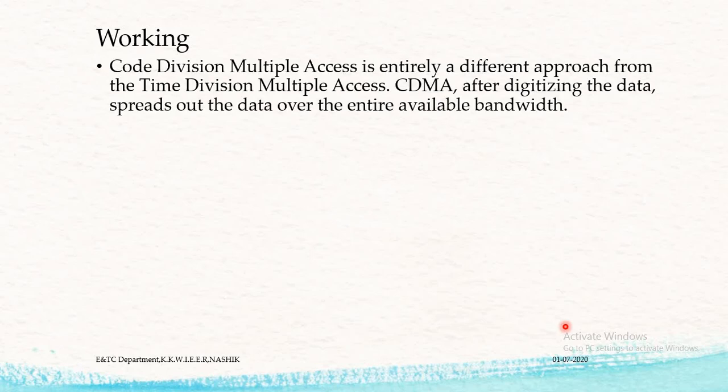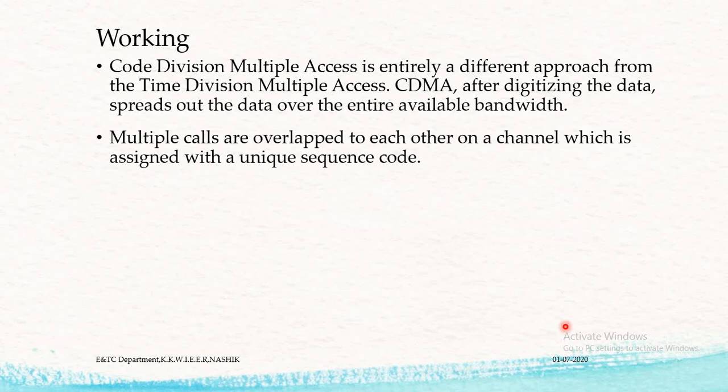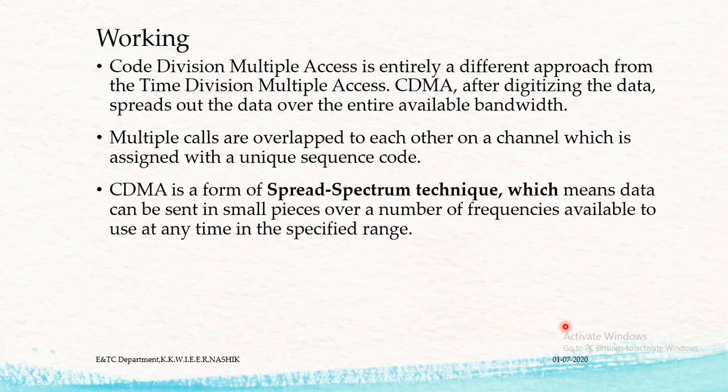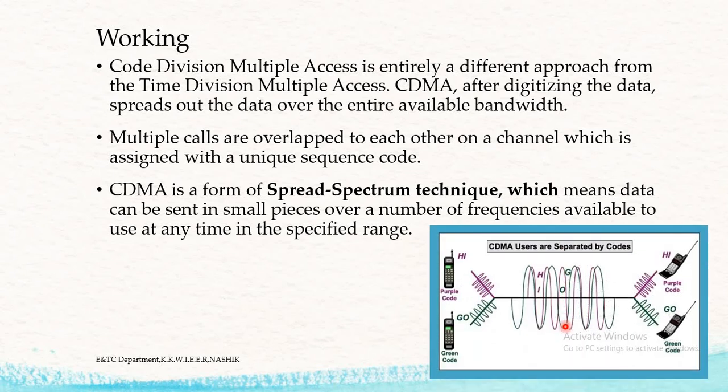So CDMA takes an entirely different approach from time division multiple access and FDMA. CDMA, after digitizing the data, spreads the data over the entire available bandwidth. Multiple cells overlap each other on a channel which is assigned a unique sequence code. CDMA is a form of spread spectrum technique. In the next lecture we are going to discuss the spread spectrum technique, which means the data can be sent in small pieces over a number of frequencies available to use at any time in a specified range. So this is how it works.